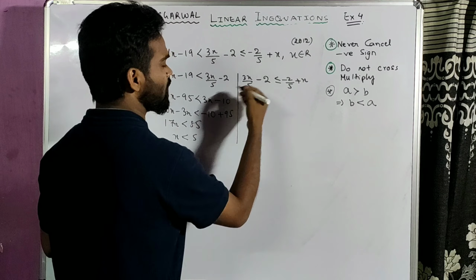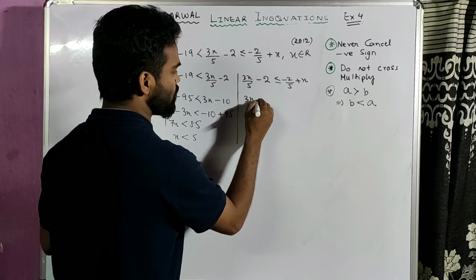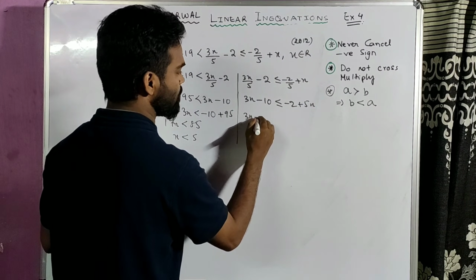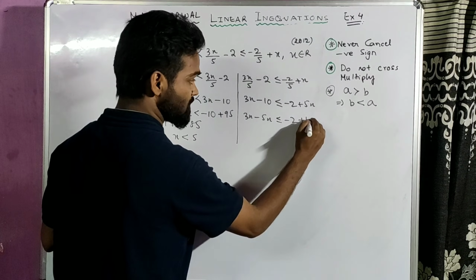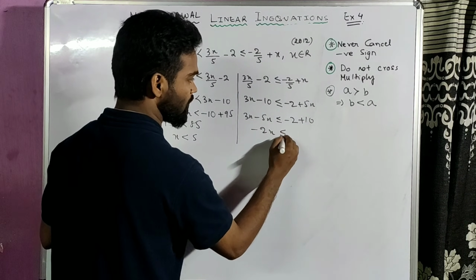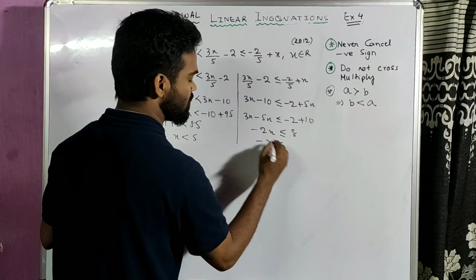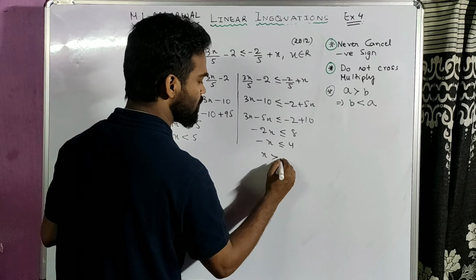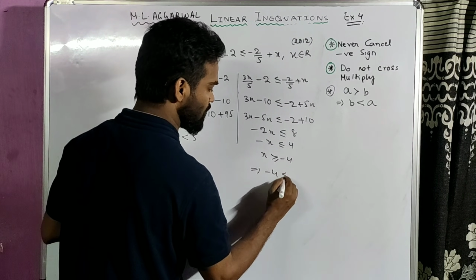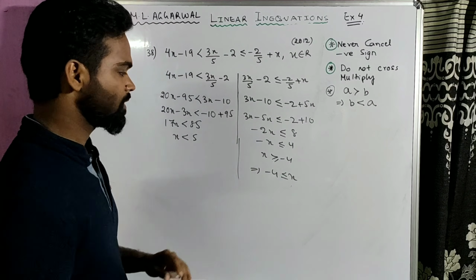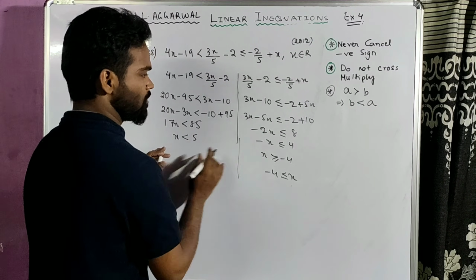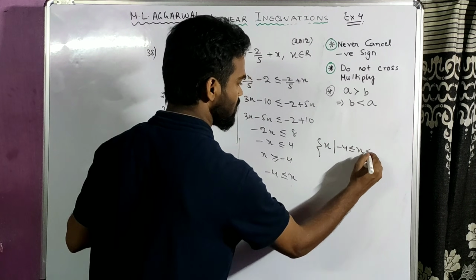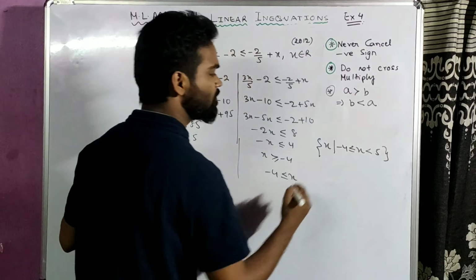Again we'll multiply by 5 on both sides. So this becomes 3x minus 10 less than or equal to minus 2 plus 5x. So 3x minus 5x less than or equal to minus 2 plus 10, which is minus 2x less than or equal to 8, so minus x less than or equal to 4, which means x greater than or equal to minus 4. Can I write minus 4 less than or equal to x? We have discussed earlier. Now combining these two, we get x such that minus 4 less than or equal to x, and this is less than or equal to 5, isn't it?